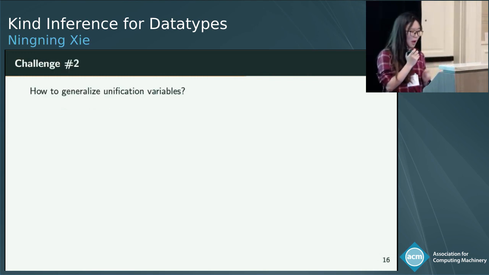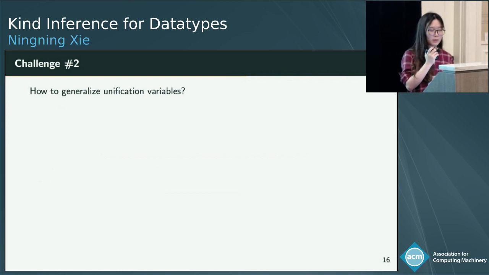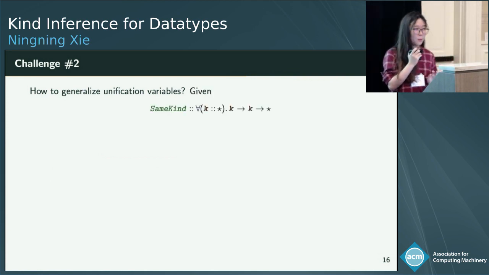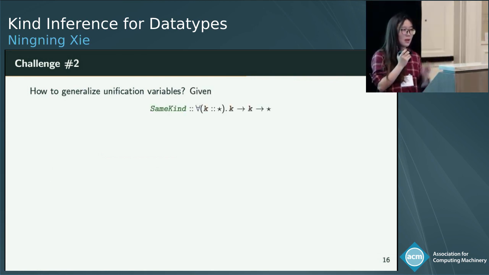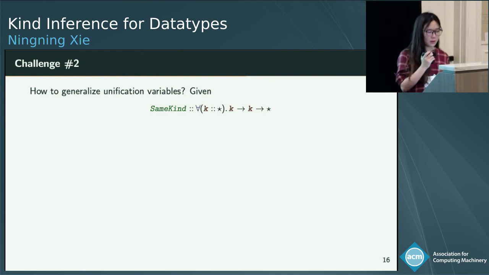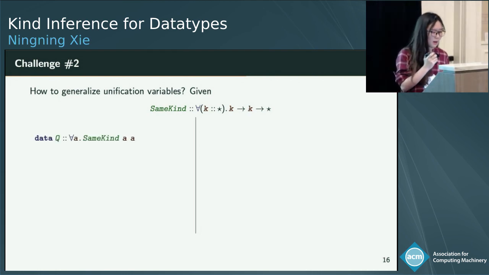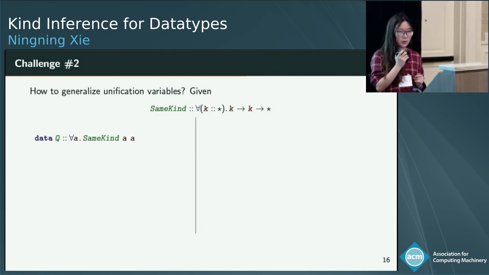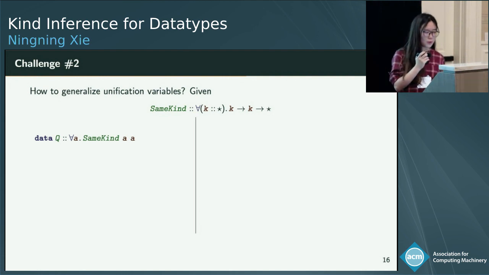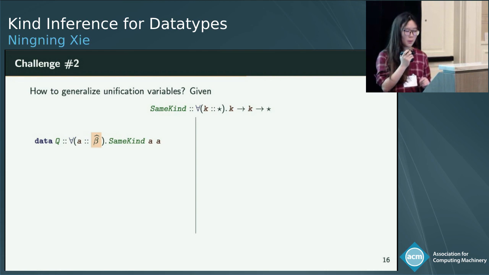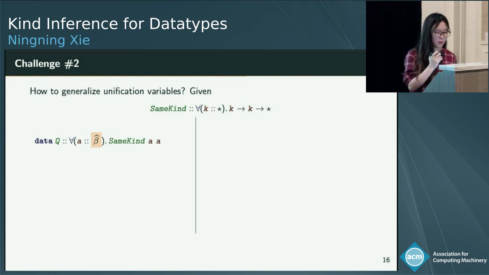Challenge number 2: how to generalize unification variables. Suppose we have one type constructor, SameKind, that requires its two arguments to have the same kind. Now we see some examples using SameKind. Given this kind signature for Q, since there is no kind information for this variable A, we will introduce a fresh unification variable beta as the kind of A. Here we denote unification variables using Greek letters with hats.